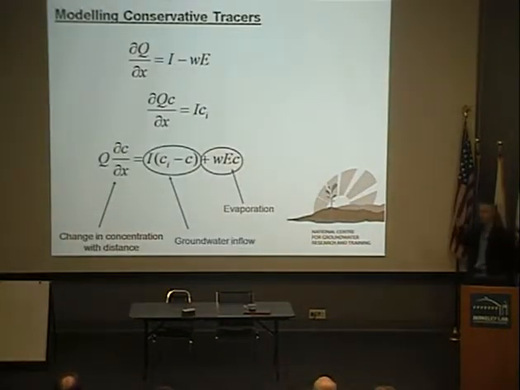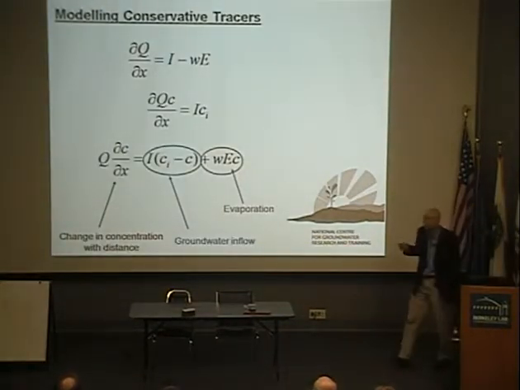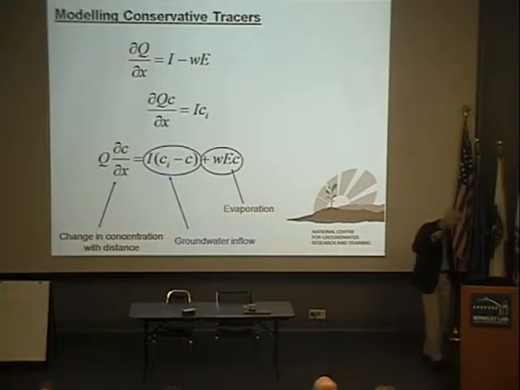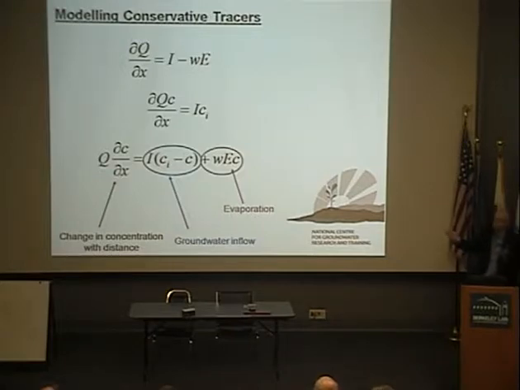So what we've done, I put up that water and solute mass balance before. I want to complicate that a little bit more now. If we've got a conservative tracer like chloride, I've just written those same equations in continuous notation, okay? So for flow, change in flow with distance is the inflow minus evaporation. This is a stream that's gaining water.